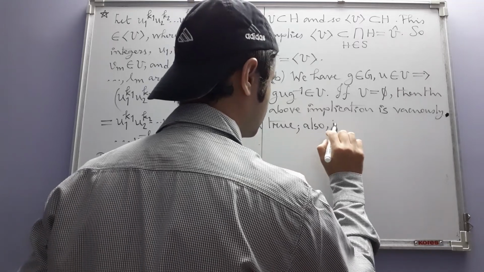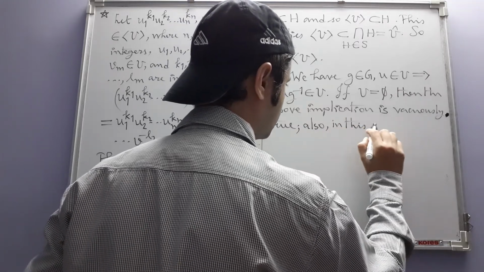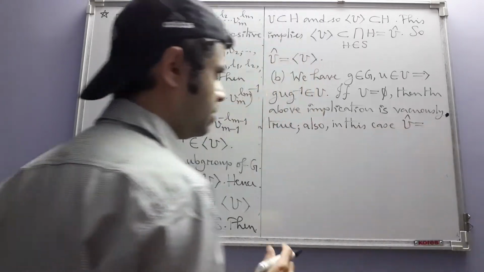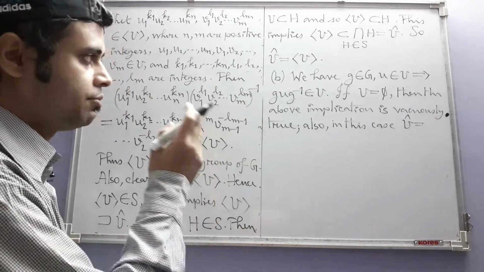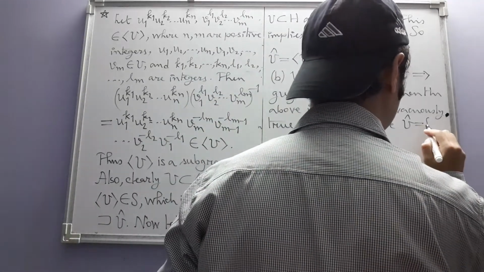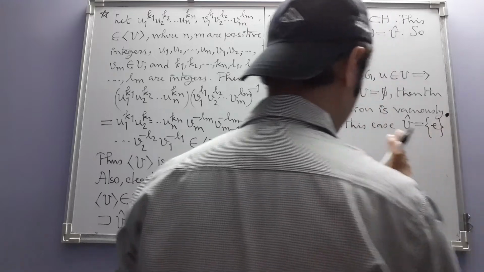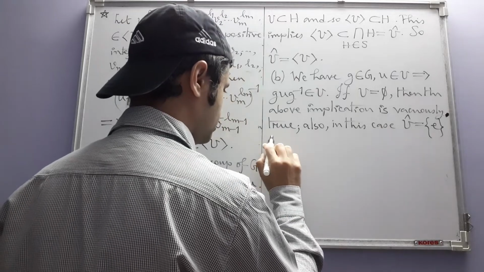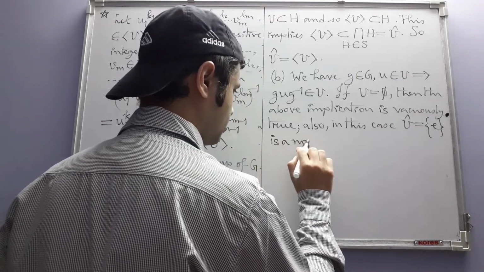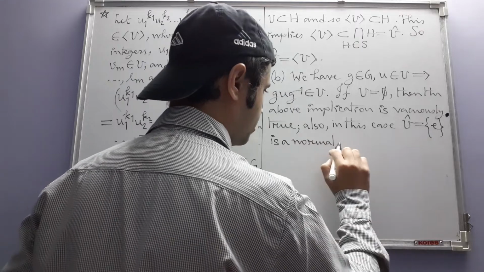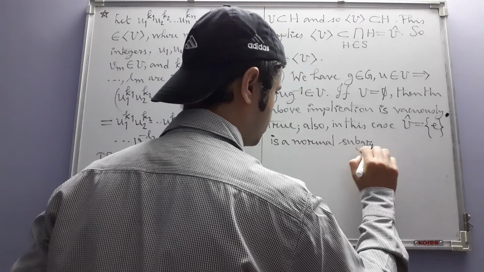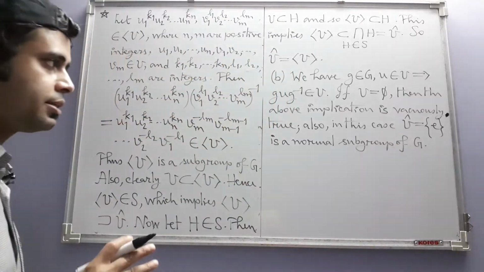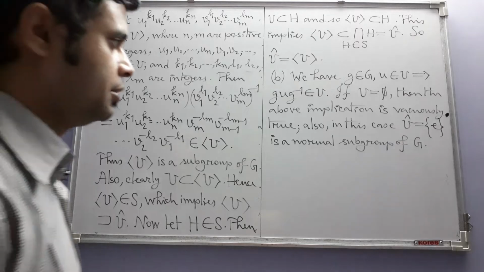Also, in this case, what is U hat? We have already determined that when U is empty, U hat is the group consisting of the identity element, and we know that this is a normal subgroup of G. So in this case, at least we have proved part B.